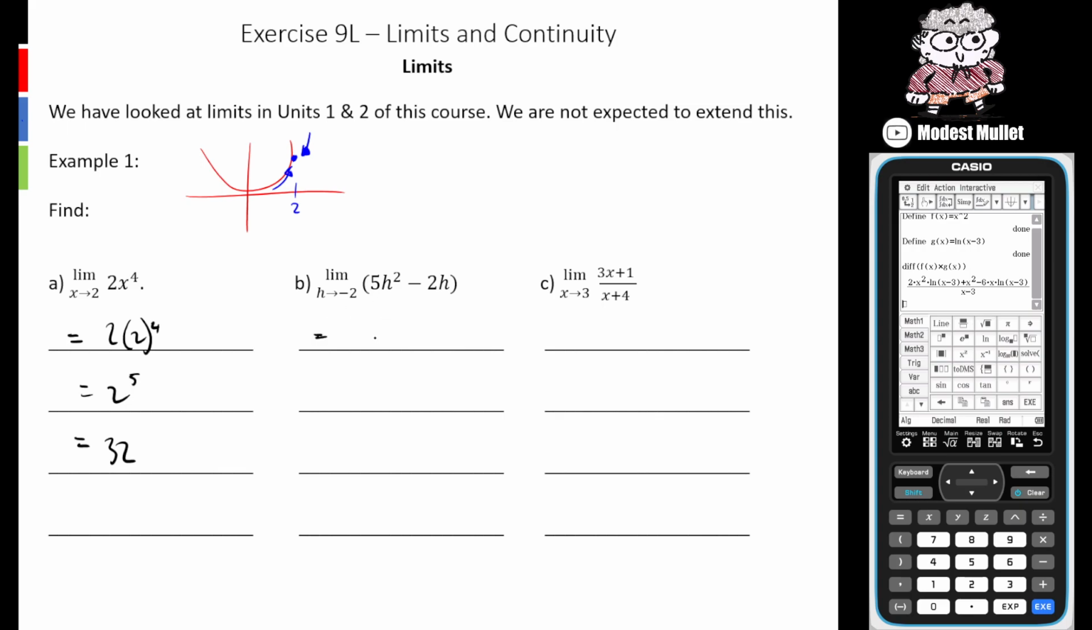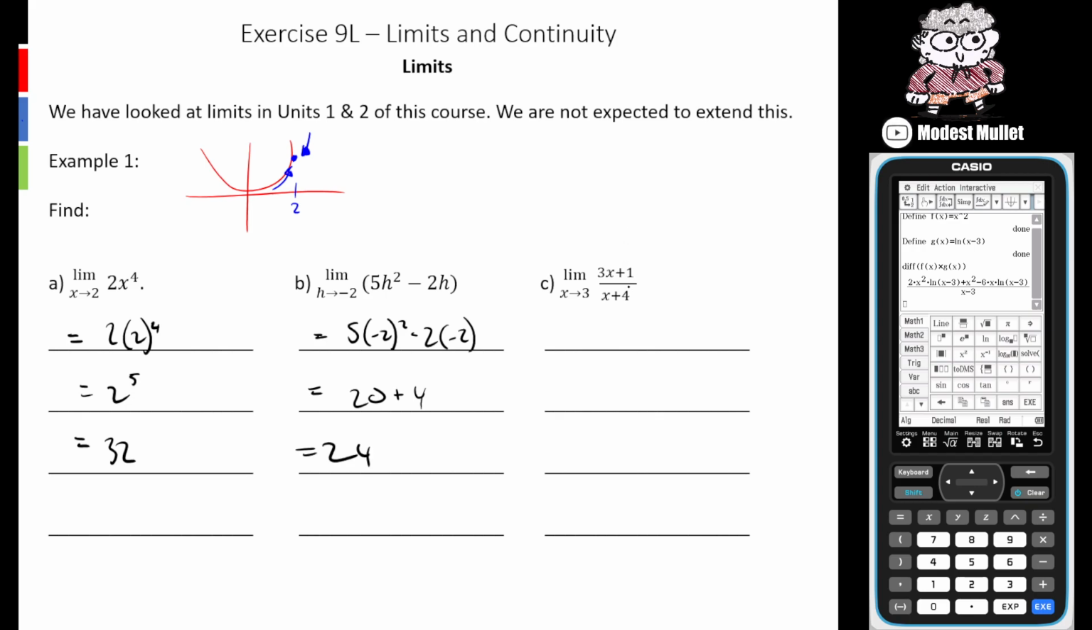Same thing over here. This is going to be equal to 5 times negative 2 squared minus 2 times negative 2. And negative 2 squared is 4, times 5 is 20, plus 4 is equal to 24 for that one.